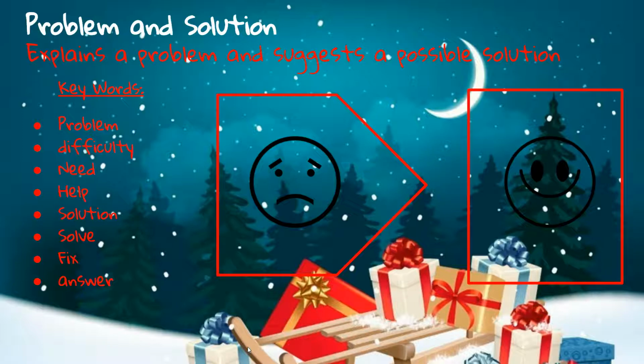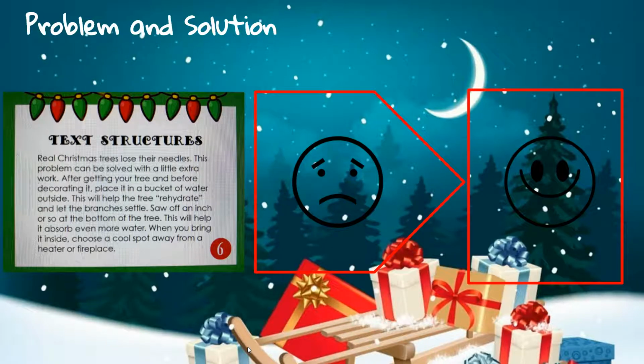Now let's look at another problem and solution text. Real Christmas trees lose their needles. This problem can be solved with a little extra work. After getting your tree and before decorating it, place it in a bucket of water outside. This will help the tree rehydrate. Re means again, and hydrate means water. It's full of water again. So you put the bucket of water under it and it will rehydrate and let the branches settle.